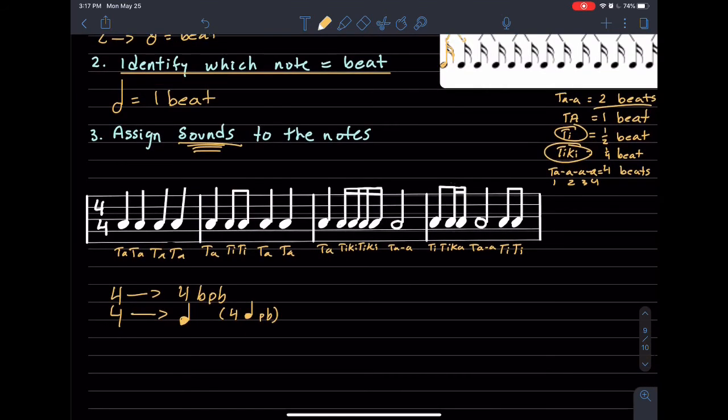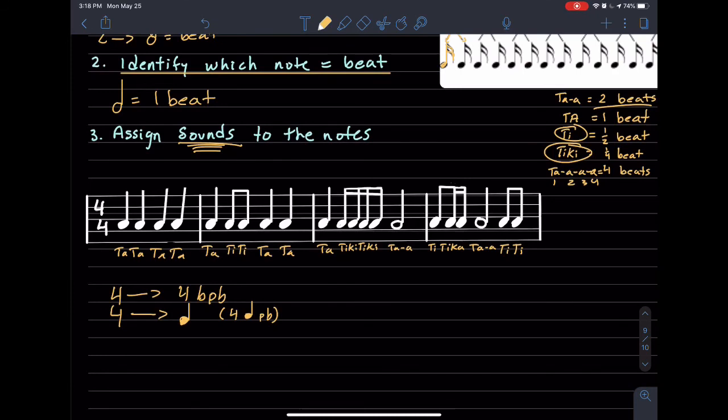Let's try to read this out loud using the methods that we just learned. Okay, I'm going to tap on the table to give our speed. This sounds pretty good to me. 1, 2, ready, go. Ta, ta, ta, ta, ta, ti, ti, ta, ta, ta, tika, tika, ta, ti, tika, ta, ti, ti. All right, just like that.